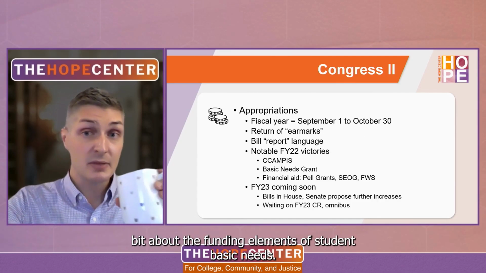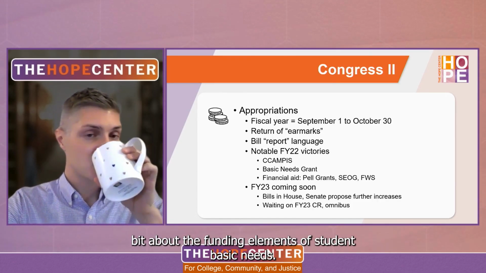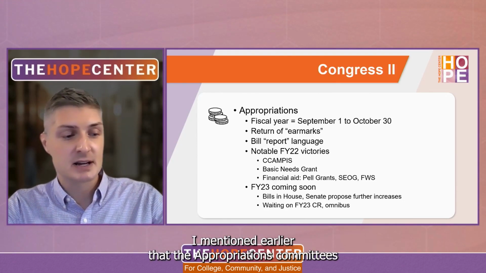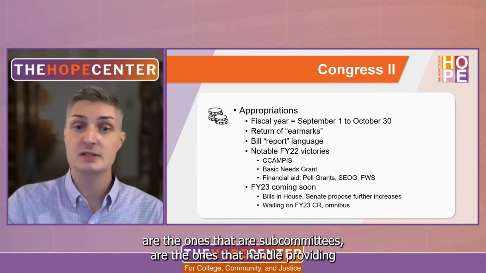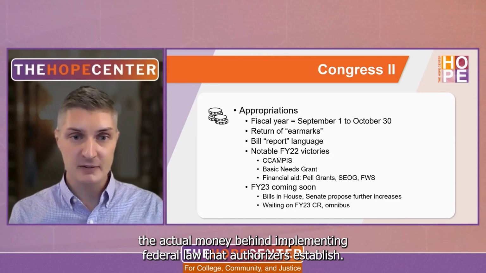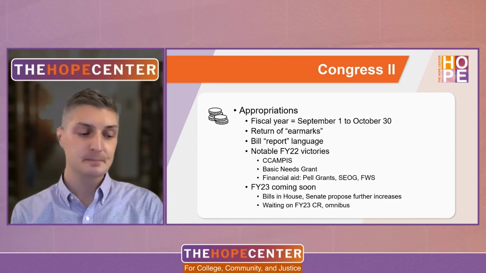Now we'll talk a little bit about the funding elements of student basic needs. I mentioned earlier that the appropriations subcommittees are the ones that handle providing the actual money behind implementing federal law that the authorizers establish.